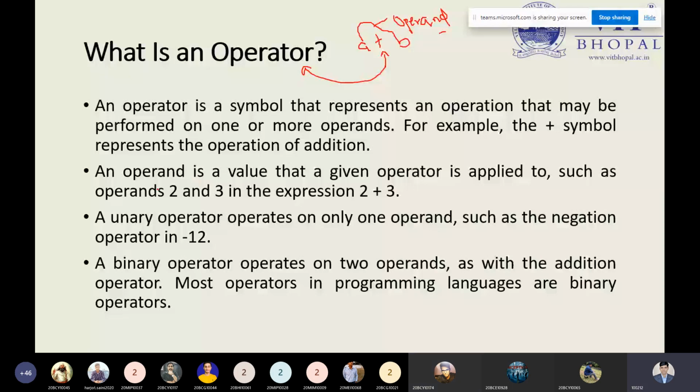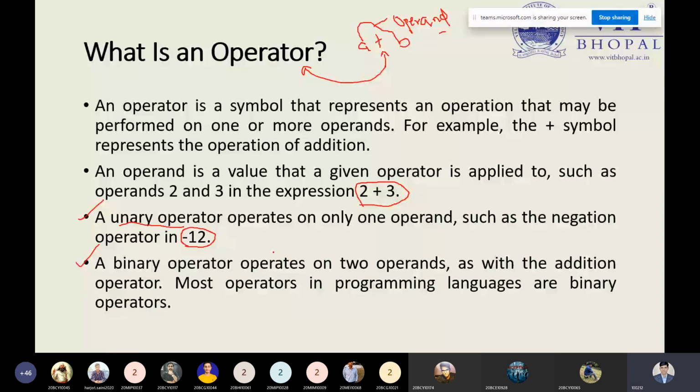Yes, sir. Okay, so this is the example we have: 2 plus 3. What is 2? 2 is a value and 3 is a value, which are represented as operands. Now operators are categorized into different categories, class by class, and as we learn new things, we will explain one by one. Here we have two different kinds of operators. One is the unary operator. Unary operators are those operators which require only one operand, like minus 12.